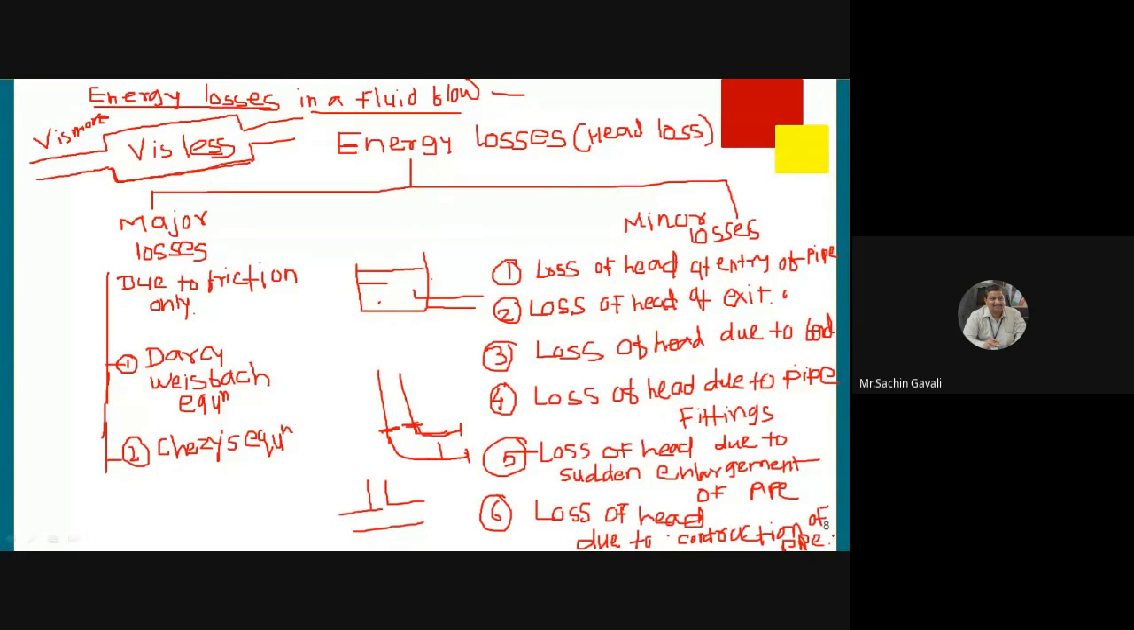Okay, so loss of head due to entry of pipe, loss of head at exit of pipe, loss of head due to the pipe bend, loss of head due to pipe fittings, loss of head due to sudden enlargement, loss of head due to sudden contraction, and seventh one in this category. And there are different formulas. That formula we have to remember. Loss of head due to sudden obstruction.